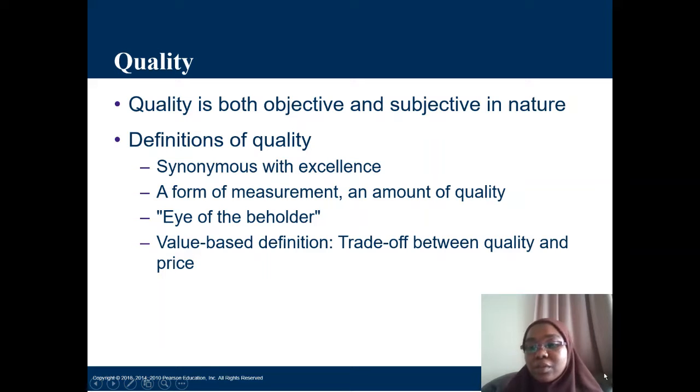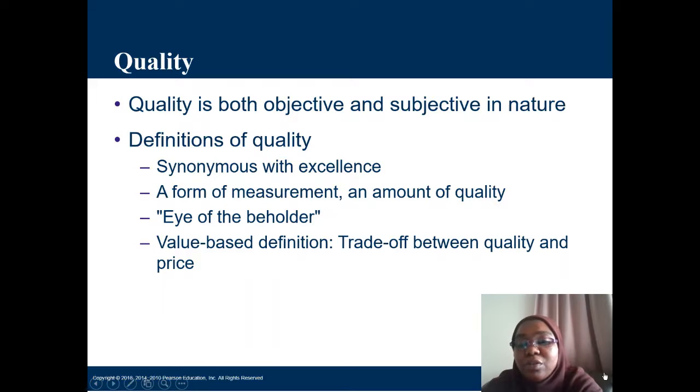So next we want to discuss quality now. What is quality? What do we mean by quality? Quality could mean different things to different people because it could be objective and it could be subjective. When we say objective, it means that we want to see quality as something measurable, something that we can measure. Perhaps you want to say this thing is very good or it's not very good. On a scale of 10, we want to rate the quality.